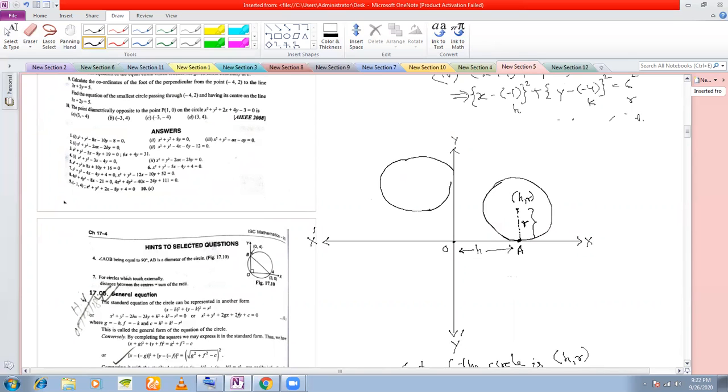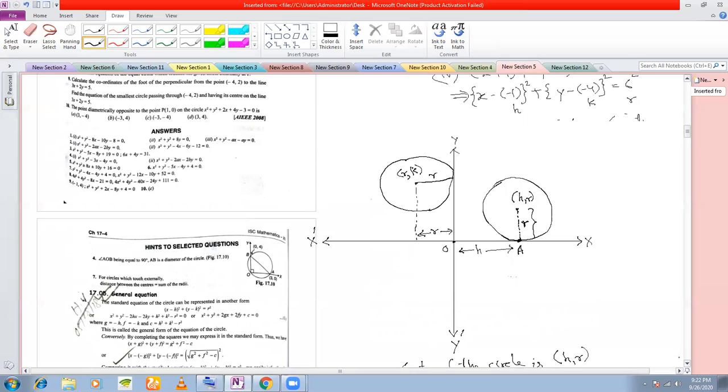A diagram is not very proper, but say something like this. Then what can we take the coordinates of the center as? If it touches the y-axis and the radius of the circle is r, then what you see here, clearly your x coordinate is r. So I can take the center of this circle as (r, k).